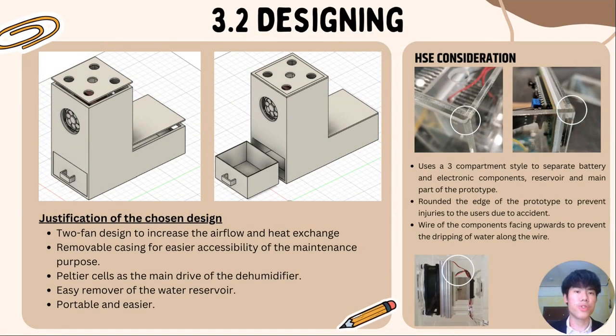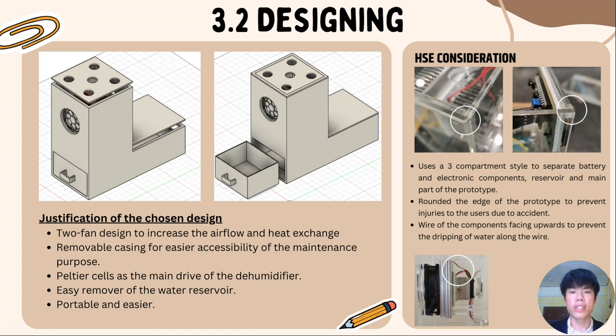From the Fusion 360 shown, as you can see, the tray design is an L shape that separates into 3 compartments which are the reservoir, the electronic compartment and the main compartment. We use a 2-fan design for the casing to increase the airflow inside the main compartment and enhance heat exchange between the smaller cold heatsink and the bigger hot heatsink. The removable upper casing of the main compartment and the electronic compartment is to ensure easier accessibility for the maintenance of the dehumidifier. Besides, we use the Peltier cell as the main drive of the dehumidifier. For the reservoir, we made it in sliding form to ensure easier removal of the water reservoir.